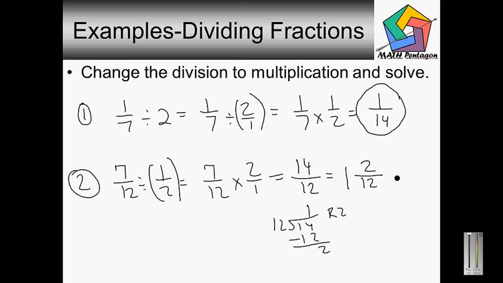This can be reduced. 2 over 12 can be reduced because you could go to lower terms. So we have 1, and we're going to reduce 2 over 12, and we're going to divide by 2 on both sides. So 2 divided by 2 is 1, and 12 divided by 2 is 6. So our final answer to this would be 1 and 1 over 6. So this is the final answer to this.